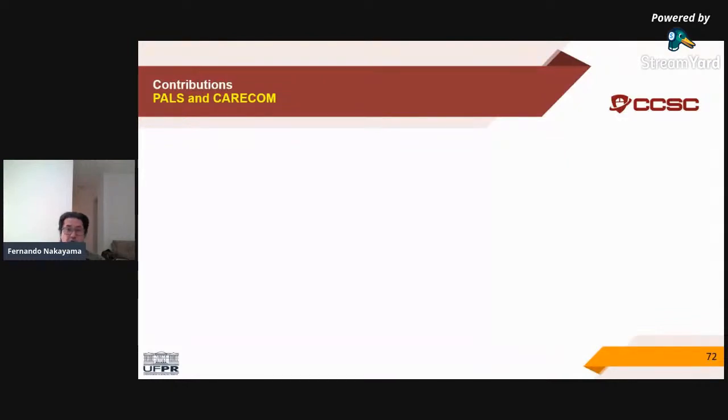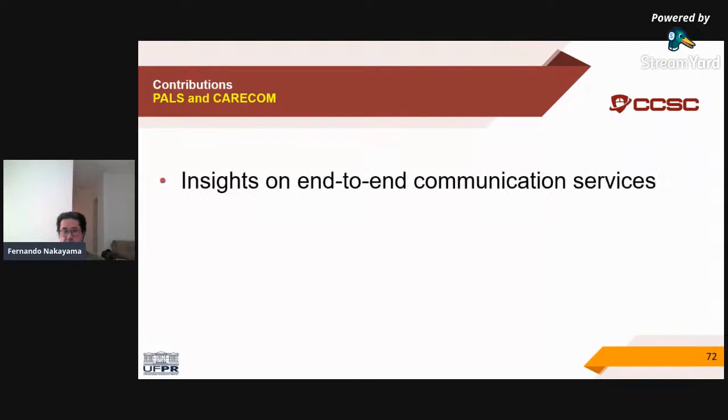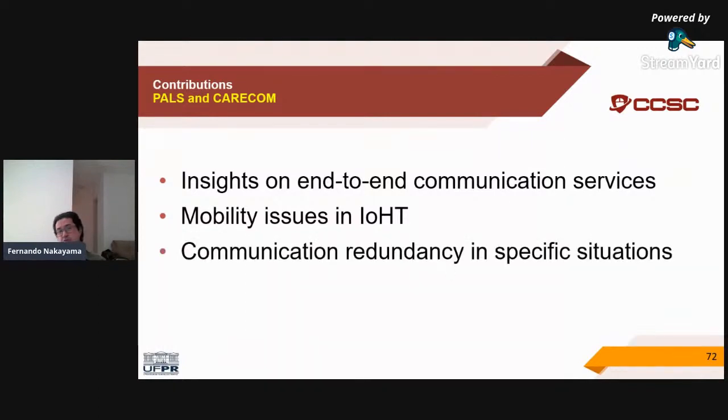PELS's development has brought important insights regarding the development of CareCon. It has allowed a better understanding of the end-to-end services regarding the network performance. It has allowed us to evaluate mobility limitations considering some of the technologies and to have some ideas on how to bypass them. And it has allowed us to consider using communication redundancy for portable solutions.